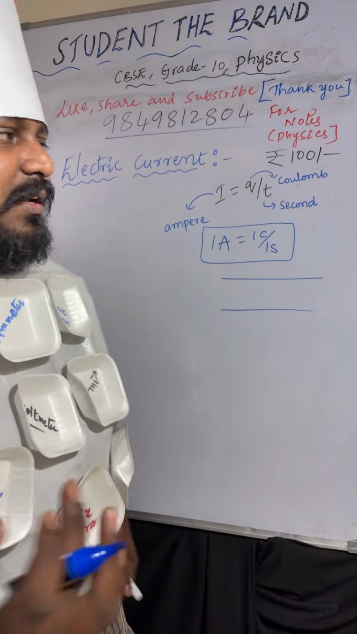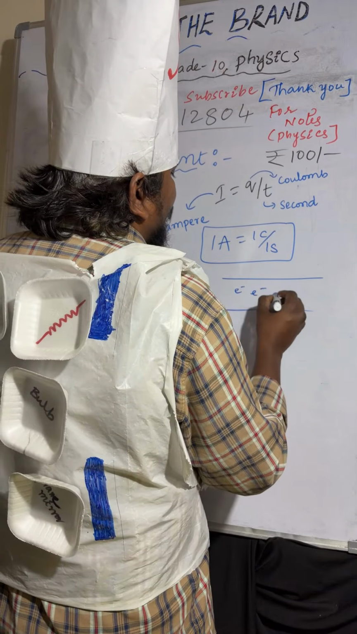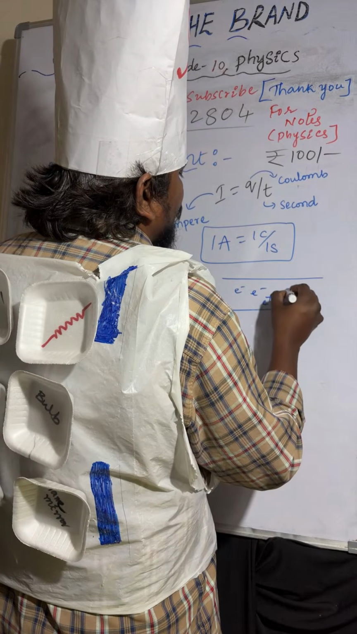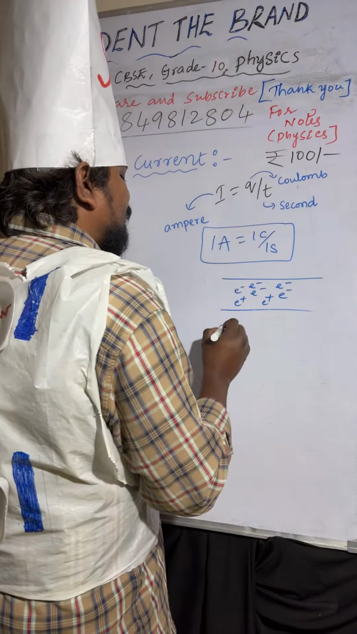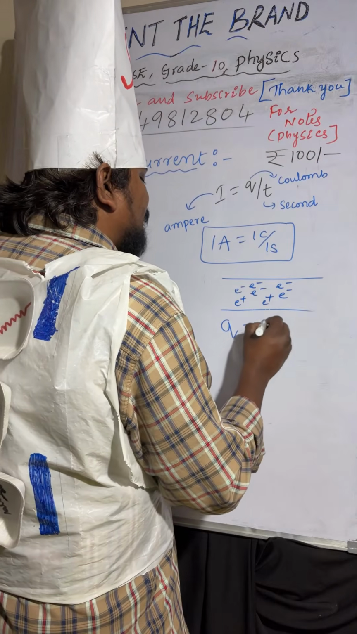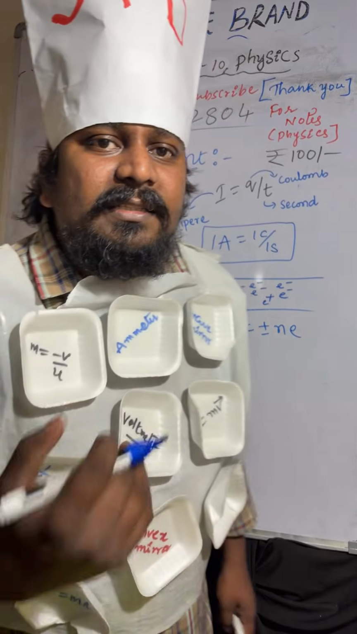Right? So here you can see the number of charges, either positive charge or negative charge, are moving inside the conductor. That's why Q equal to plus or minus n e.